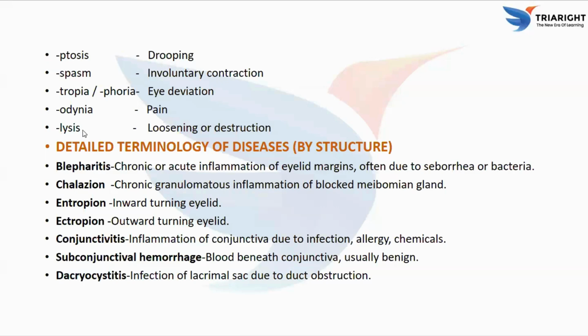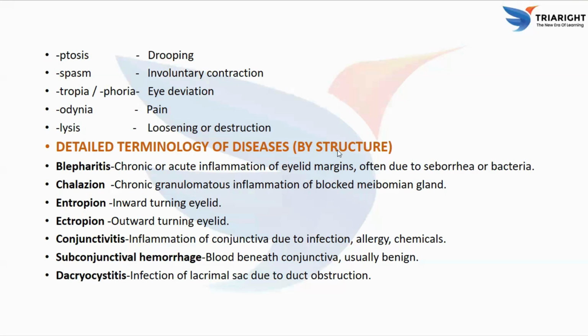So next suffix is spasm. What is the meaning of spasm? Involuntary contraction. Means a sudden repeated involuntary muscle movement. So tropia or phoria, it's a suffix of eye deviation. And odynia means a pain. For example, otodynia means ear pain. Ophthalmodynia means eye pain. So next suffix is lysis, nothing but loosening or destruction. So this refers to breaking down, dissolving or separating. So these are some of the roots, prefixes and suffixes associated with the eye and adnexa.